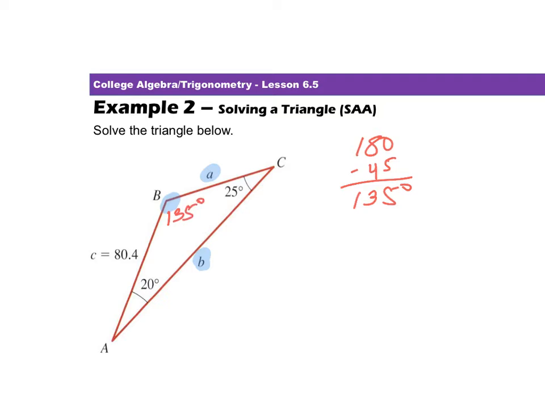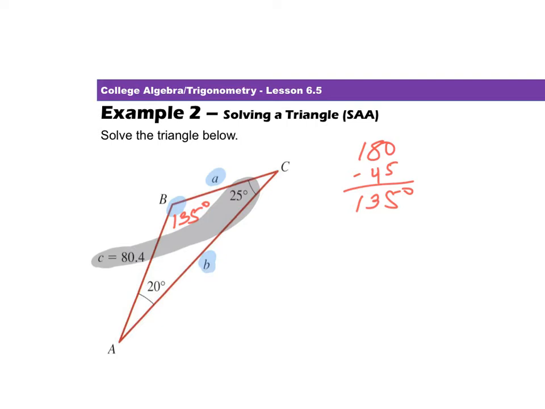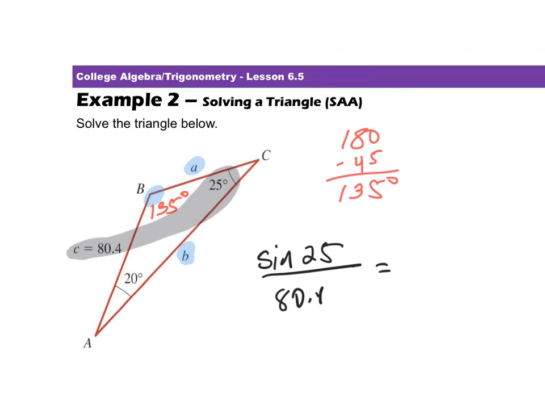So now I can use my law of sines because I have a proportion. I have an angle and its corresponding side that I can use. So I'm going to use that to set up the rest of my triangle solution. I'm going to say the sine of 25, sine C, angle C over side C, so 80.4 equals, and let's say we want to find side A. So angle A is 20, so I'd say sine 20 over A.